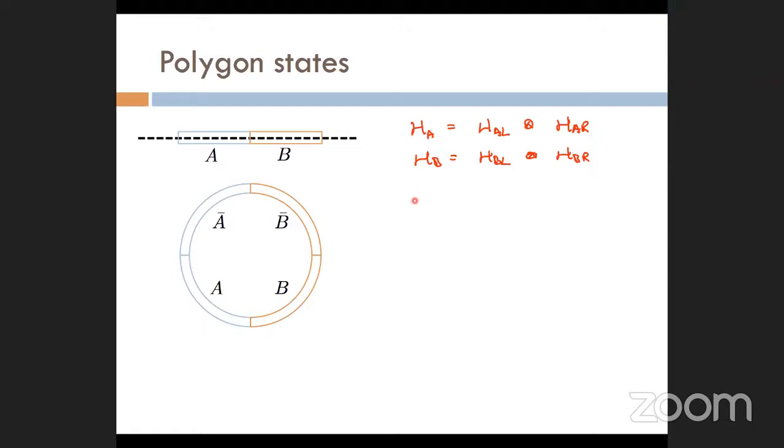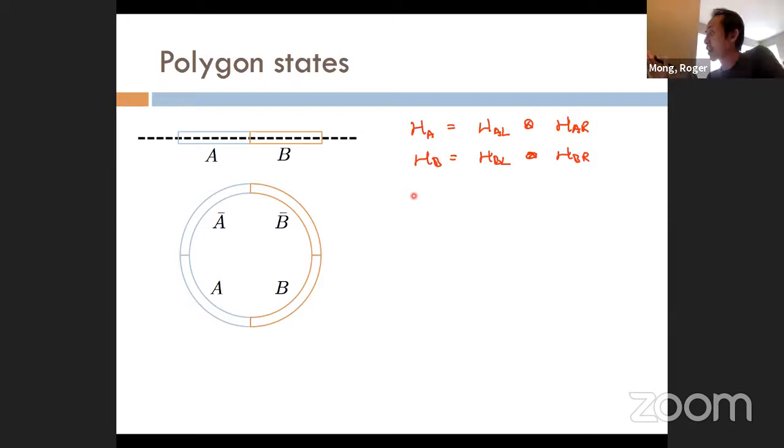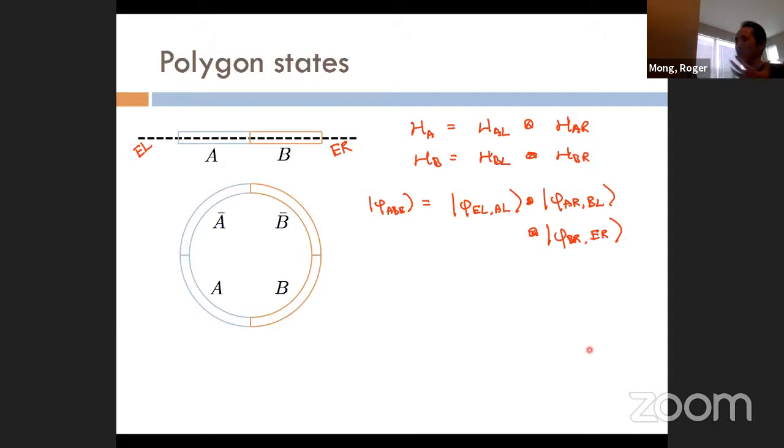Okay, thank you. All right, so we're going to divide the left half A and we're going to divide the right half B. And then I'm going to call the environment E, and in particular, this is the left half of the environment, and this is the right half of the environment. Basically, a polygon state in this case is if I can write a wave function on A, B, and E in the form of some wave function living on E left and A left, tensor, some wave function on A right, B left, tensor, B right, E right.